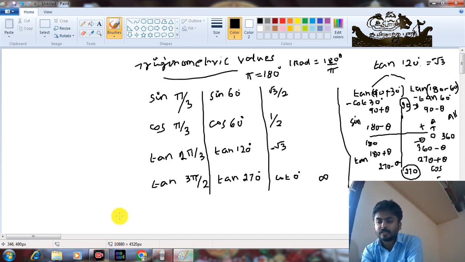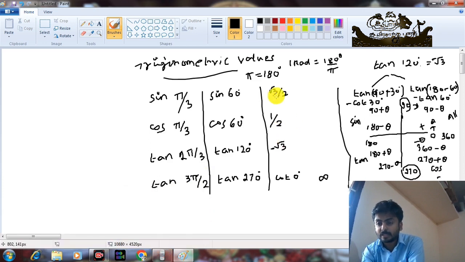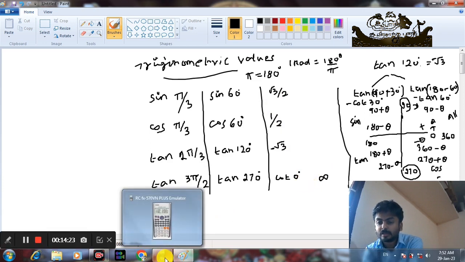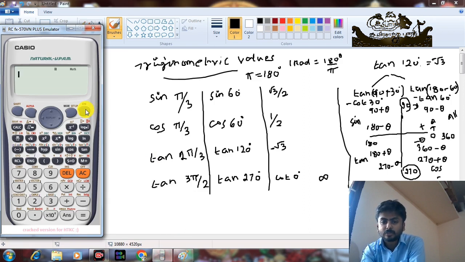Okay, so we shall check all these values using a scientific calculator, and we have to confirm whether what I have written after calculation is right, or whether the values from the scientific calculator are correct. Okay, so now I have opened my scientific calculator. I am turning it on. Now we shall write what the mistakes are.